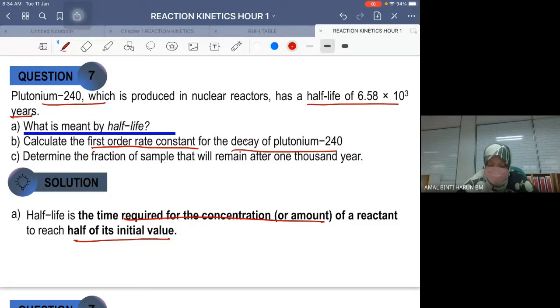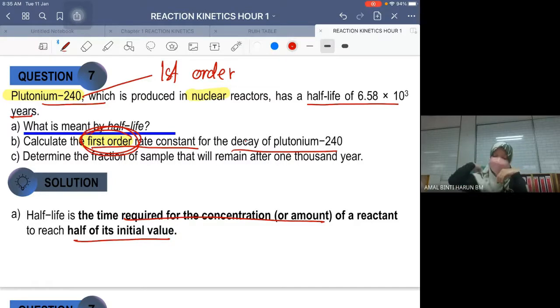Okay. Satu, kenapa dia bagi tahu dia first order? Yang ni saya nak you pergi kaji lah. Kalau you nampak apa kita panggil benda ni? Nuclear lah. Radioaktif ke nuclear, whatsoever yang related dengan nuclear ni, dia mesti first order. Okay, tapi yang ni dia dah bagi dah. Kita tahu dia adalah first order. Tak ada masalah. So kita sekarang nak cari rate constant.